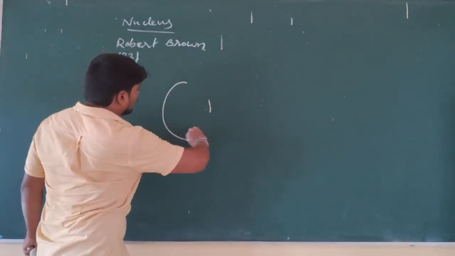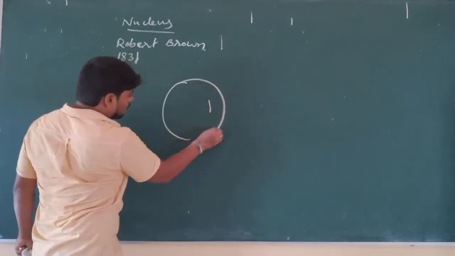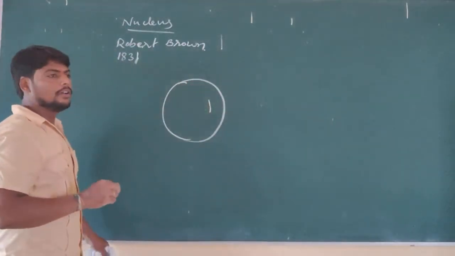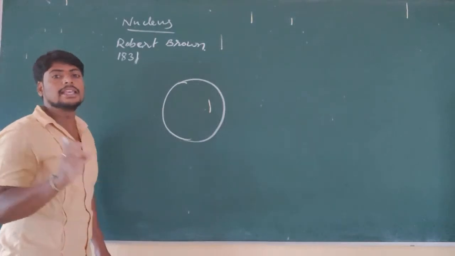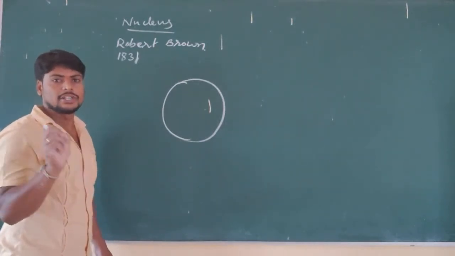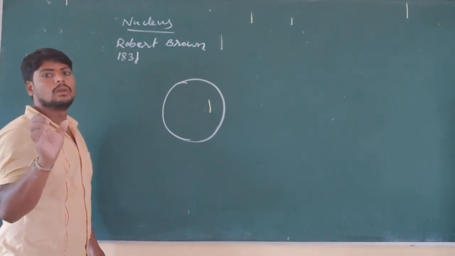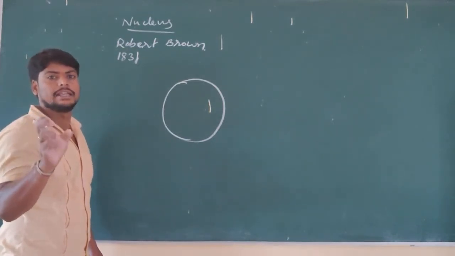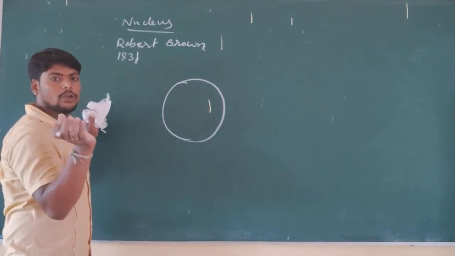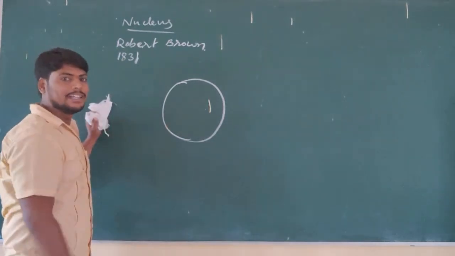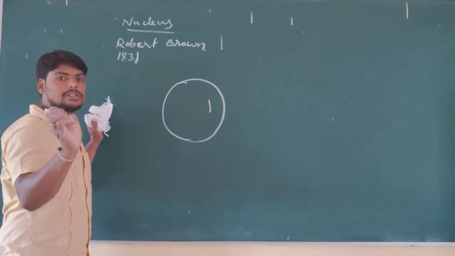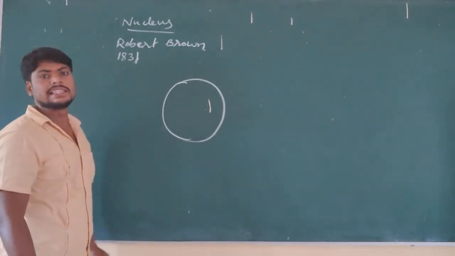Now we are going to learn about the nucleus. As we know, the nucleus is present in the center of the cell in animals, but in the case of plants, due to the presence of a large vacuole, the nucleus is somewhat away from the center, which means it is not exactly located in the center of the cell.